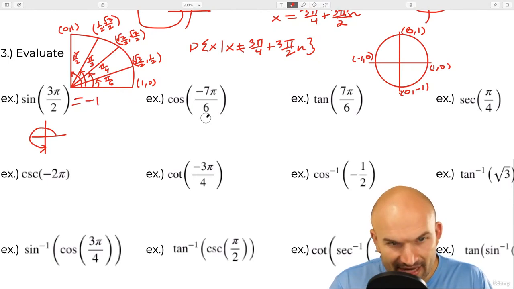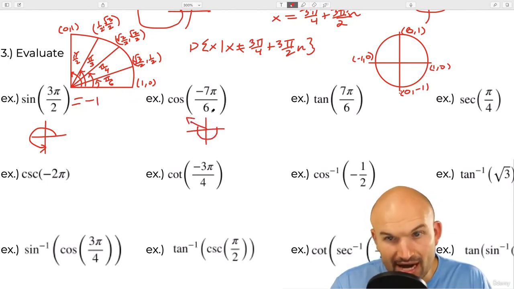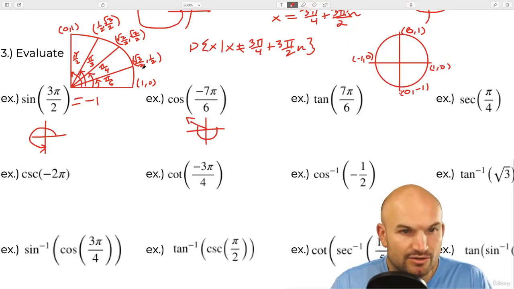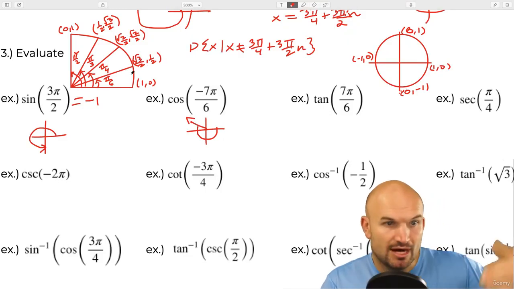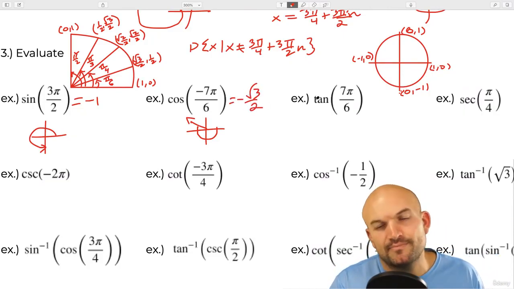All right, cosine of negative 7 pi over 6, that's going to be right there. That has a reference angle of pi over 6. So therefore, it's going to be the cosine, which is square root of 3 over 2. However, it's in the second quadrant, so it's a negative square root of 3 over 2.